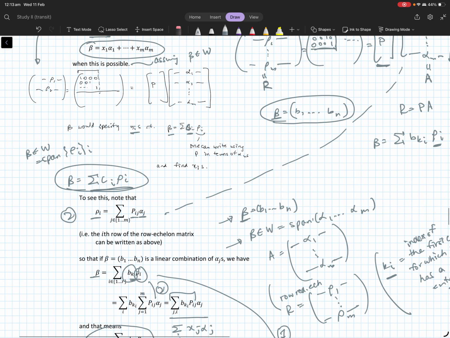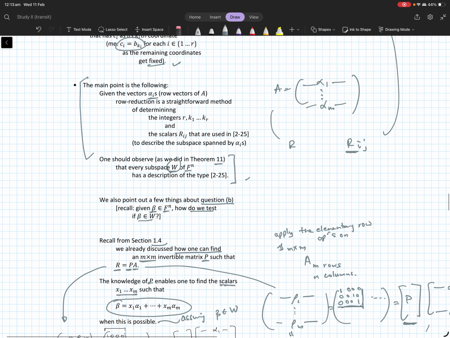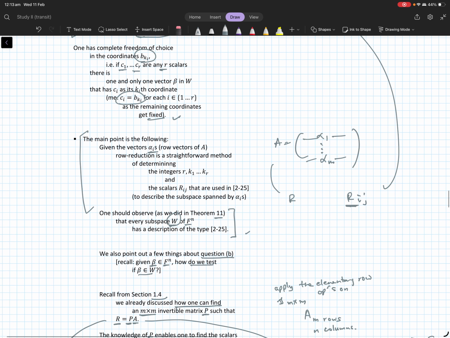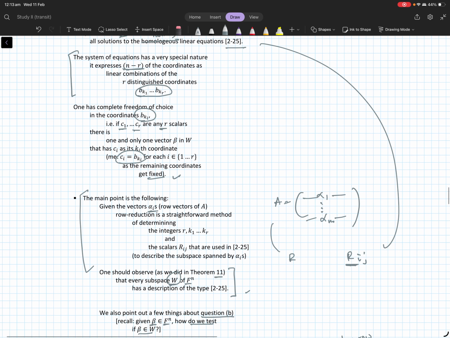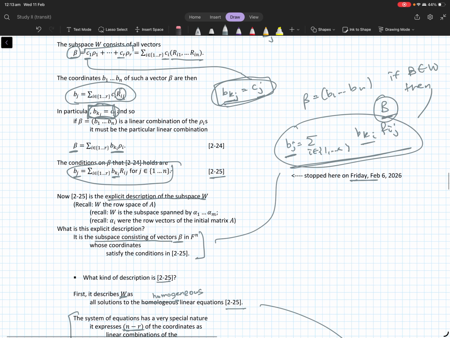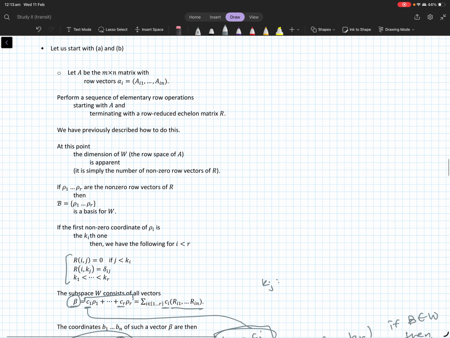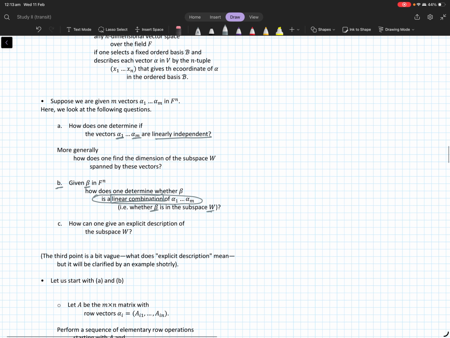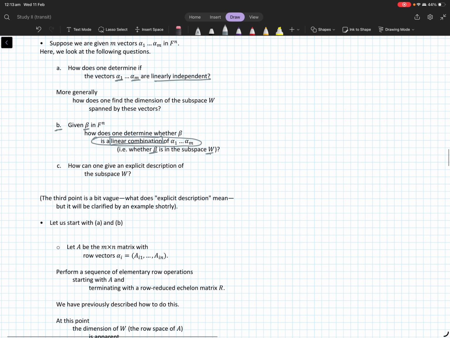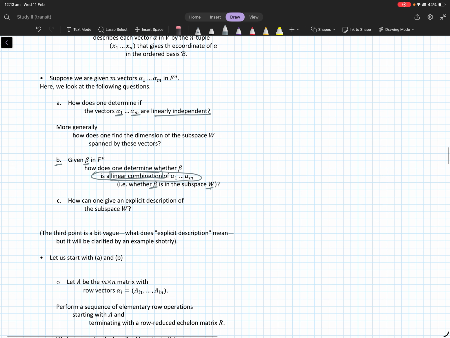Let me see if I have it written somewhere. So now what we wanted to know was, how do you write beta in terms of linear combinations of alphas? If it's a given beta, you can write it as linear combinations of rows. That is fine. Okay, so here, the question was, so this is part b, what are the coefficients?